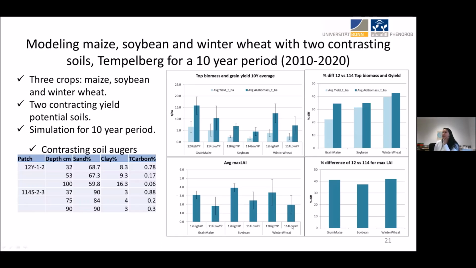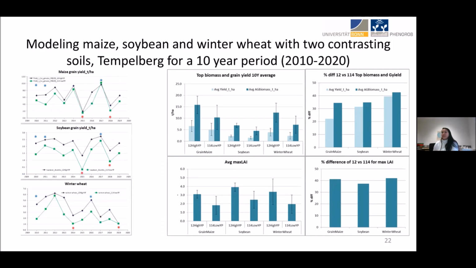It's a similar pattern within all of the crops. And if we look at the 10-year differences for maize, soybean, and wheat, the asterisk represents when we had high seasonal rainfall, and the red asterisk represents when we had a lower seasonal rainfall. And basically, you can see that for maize there are differences between the two. So the dark line is the high yield potential patch, and the green line is the low yield potential patch.